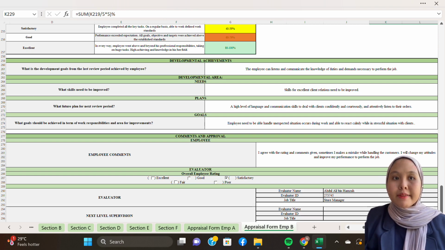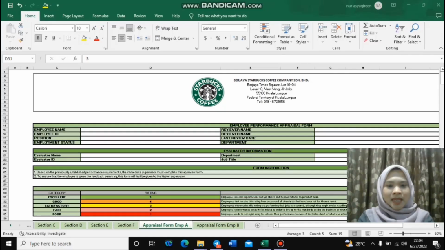So what are the development goals from the last review period achieved by the employee? The employee can listen and communicate the knowledge of duties and demand necessary to perform the job. So, in conclusion, we can differentiate between the good employee and the bad employee.